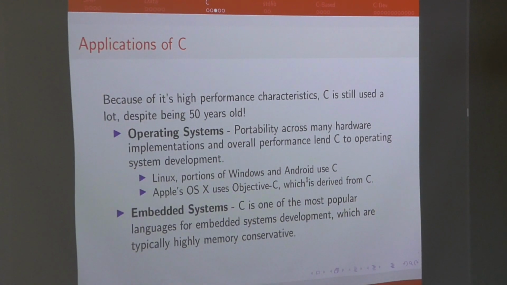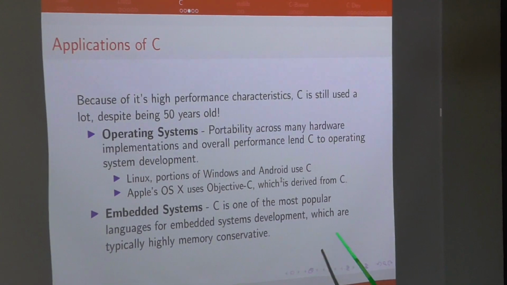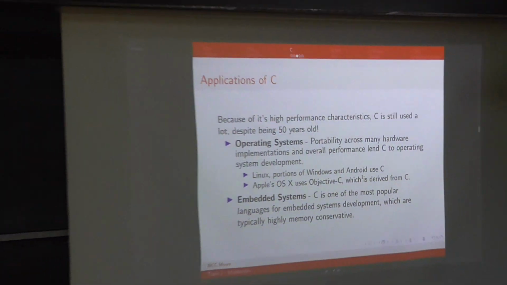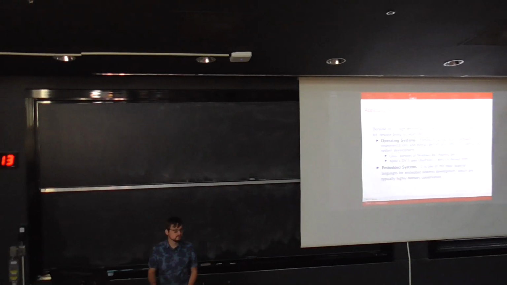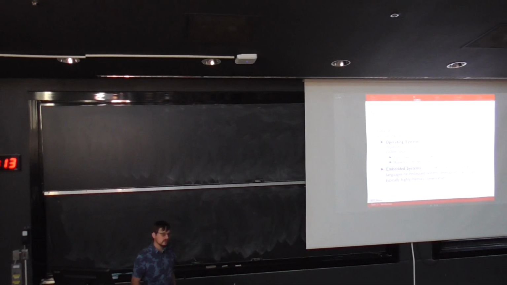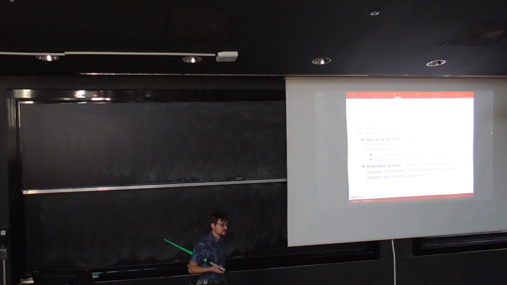In embedded systems, C is one of the most popular languages of development, because embedded systems are typically highly memory conservative, right? If you're working with an amount of memory in the kilobytes, you're working on a relatively large system.